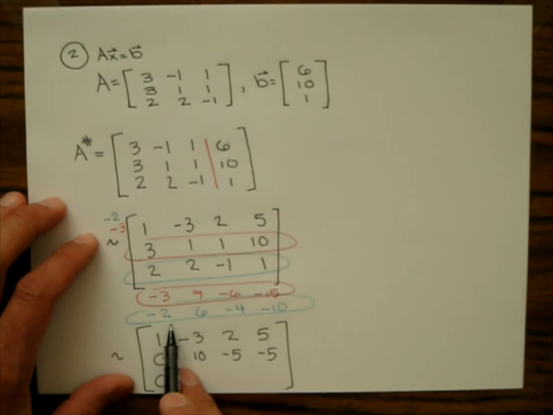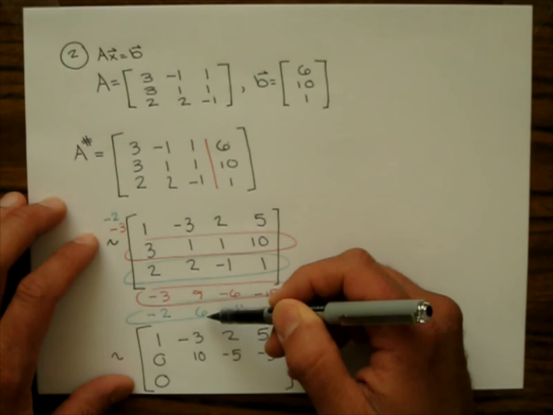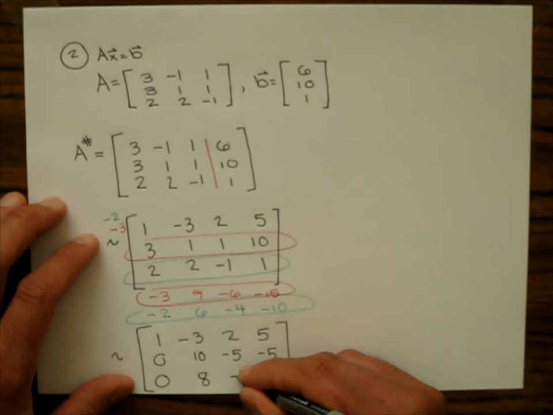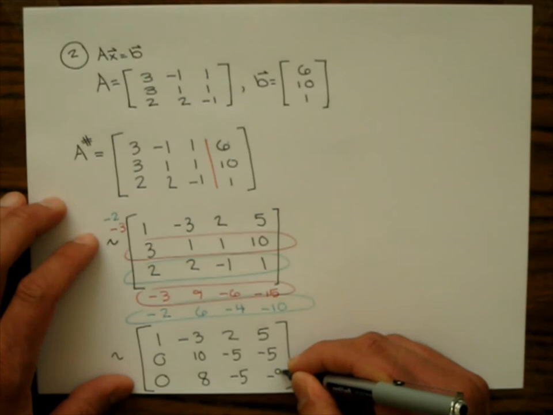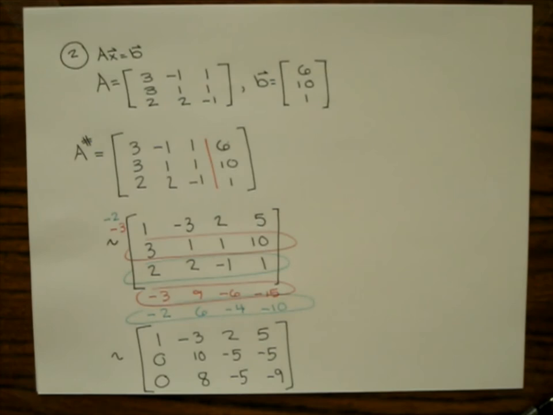That's going to become the new row 3. So negative 2 plus 2 is 0, 6 plus 2 is 8. And then I have negative 4, and the negative 1 is negative 5. And then I have negative 10 plus a 1 is negative 9. Okay, so that gets me that far. I'm going to continue with this.